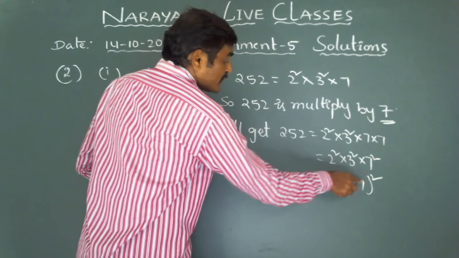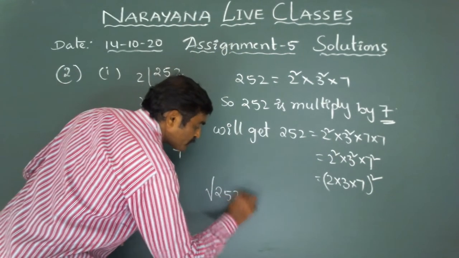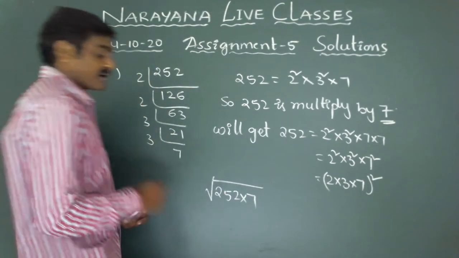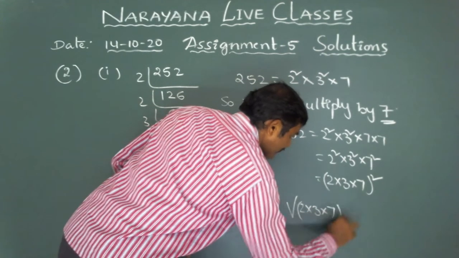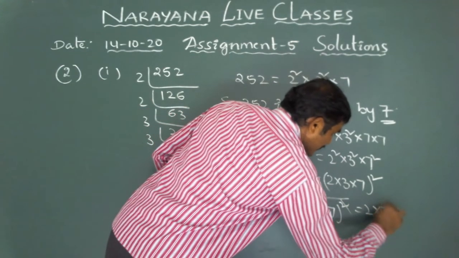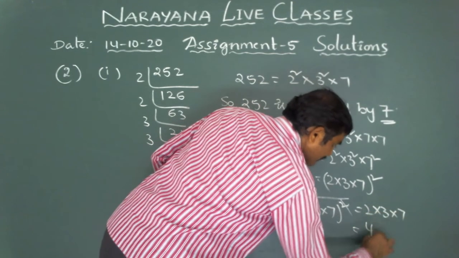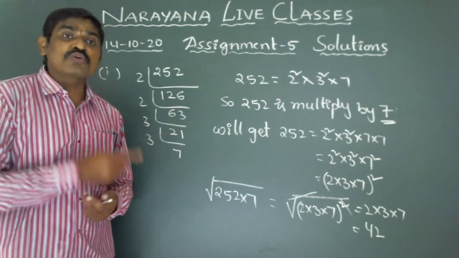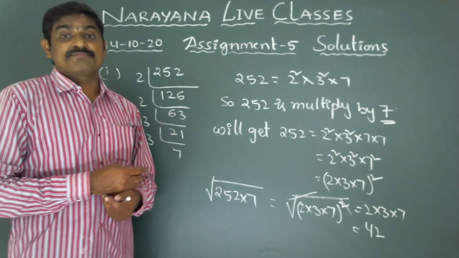(2 × 3 × 7) whole square, which is 252 × 7. We get the square number. Now I want to find the square root of this. That will be the square root of (2 × 3 × 7) whole square. Square and root cancel, so it is equal to 2 × 3 × 7. 2 × 3 is 6, 6 × 7 is 42. So the square root of that perfect square number is 42, which is our answer.